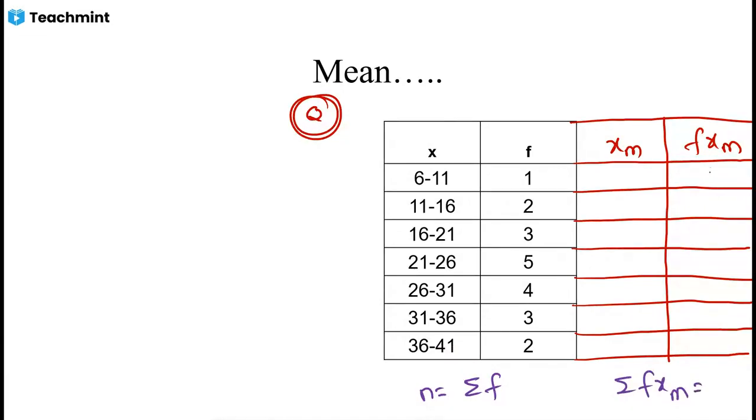We are calculating f into xm here, and I want the sum of all that data and the sum of all the frequencies. Sum of all the frequencies, sum of all f into xm, my dear friends. Everybody do it. It's a task.